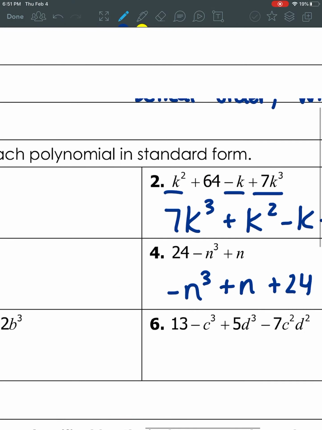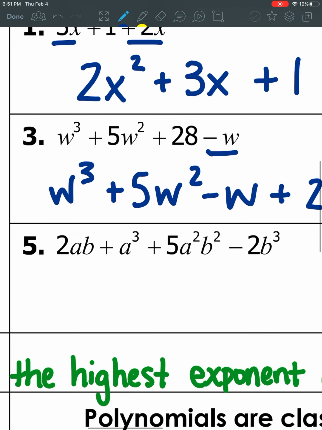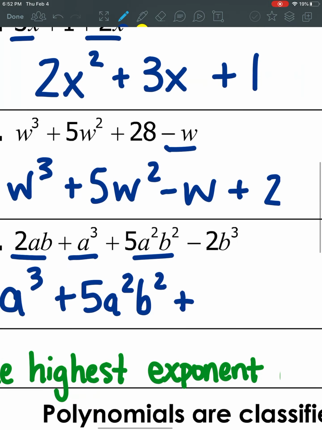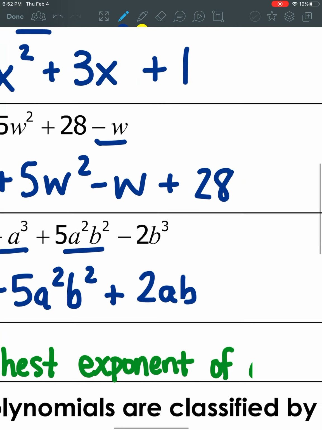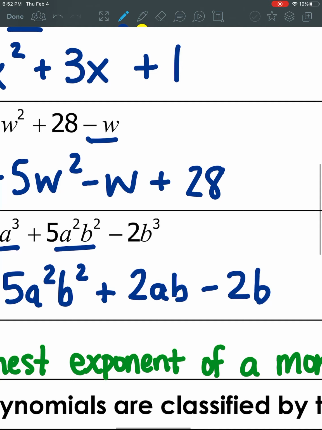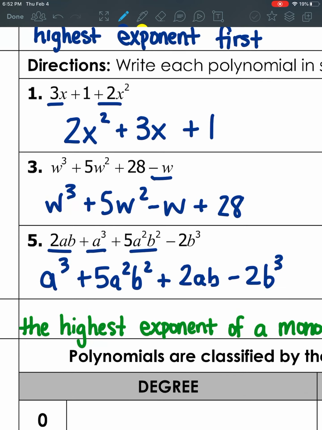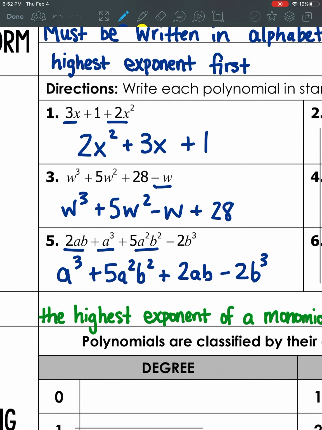So this one, make sure you take that minus sign with the n cubed, so negative n cubed plus n plus 24. Number 5, this one gets tricky because there are multiple variables in a couple of these terms. So alphabetical order, the a's have to come first. A cubed, that is the highest power on that. Now next we kind of transition into the b, so 5a squared b squared, and then plus, we still have the 2ab here. So notice how those are now alphabetical order, and then the 2b cubed comes last.